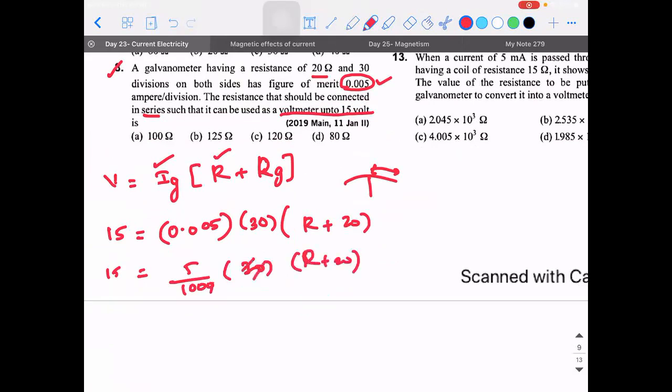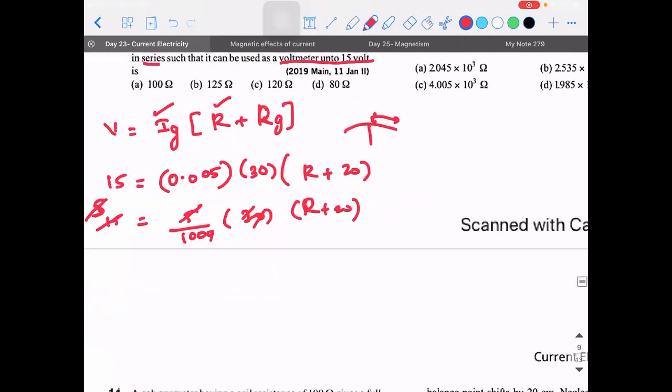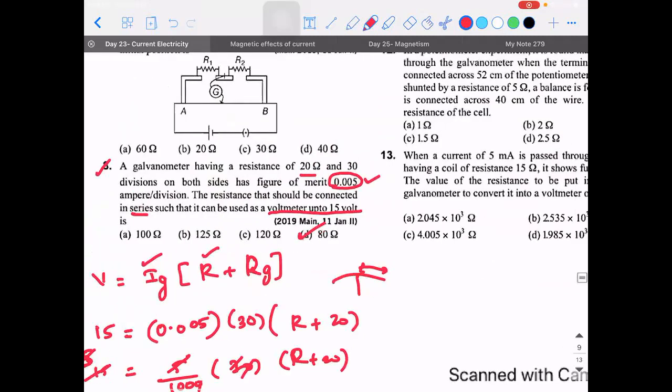Okay, the zeros get cancelled. 5 times 5 and 5 are gone. So 100 is equal to R plus 20. R is 80. Simple. So this is a CBSE level problem. See, it depends, okay? Question paper depends. Okay, let's move on to the next one.